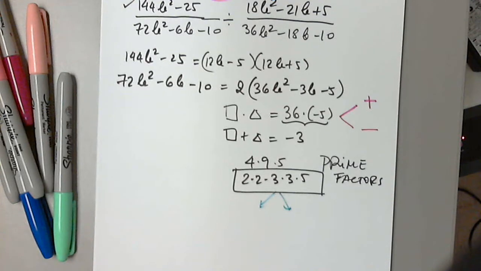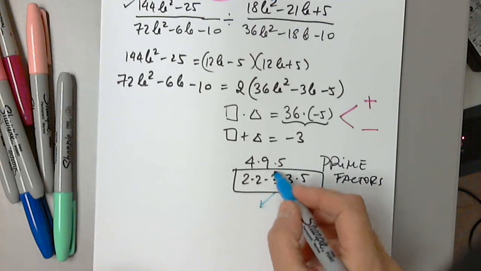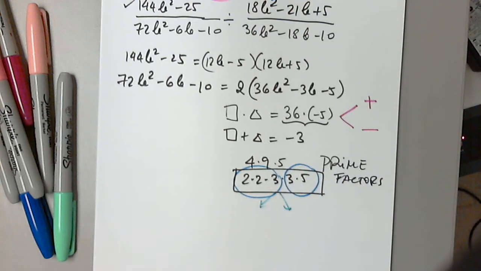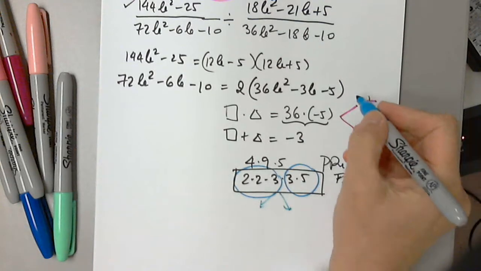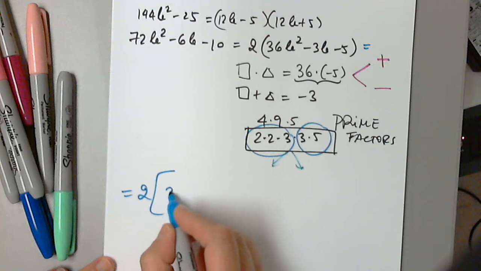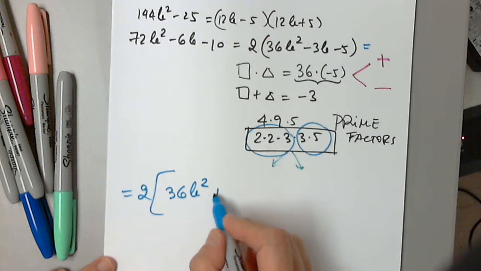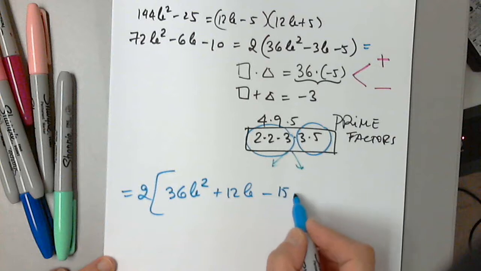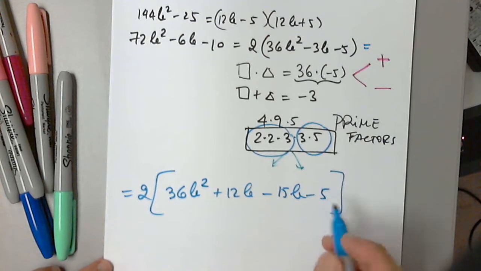So what do you think? We have to use all factors. We have to use everything we have here. Right? So here's what we're looking for. The first group is 12. The second group is 15. Their difference is 3. So then we will continue with 2 times 36b squared plus 12b minus 15b and minus 5.